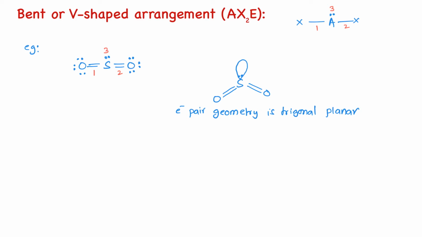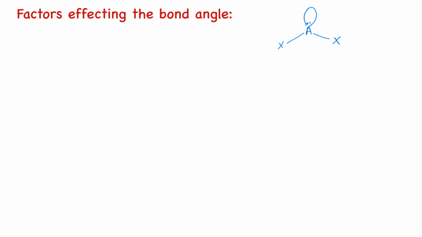However, if we define the shape of the molecule, one of the corners of the equilateral triangle does not have an atom there. Therefore, the remaining shape looks like a bent shape or V-shaped molecule. Therefore, for the sulfur dioxide molecule, the electron geometry is trigonal planar and the molecular shape or geometry is angular or bent or V-shaped.